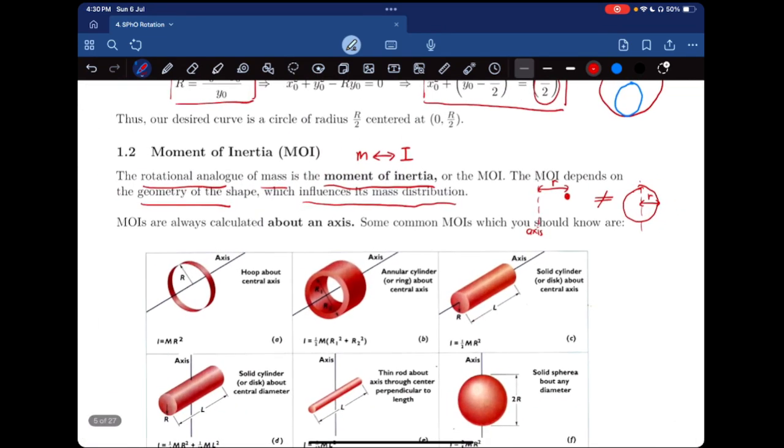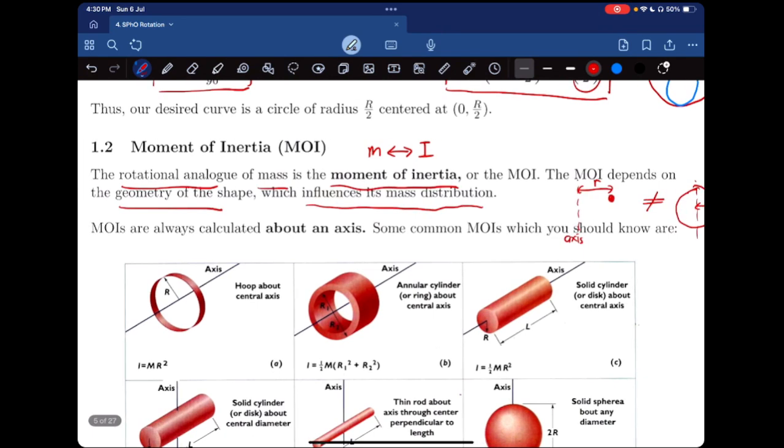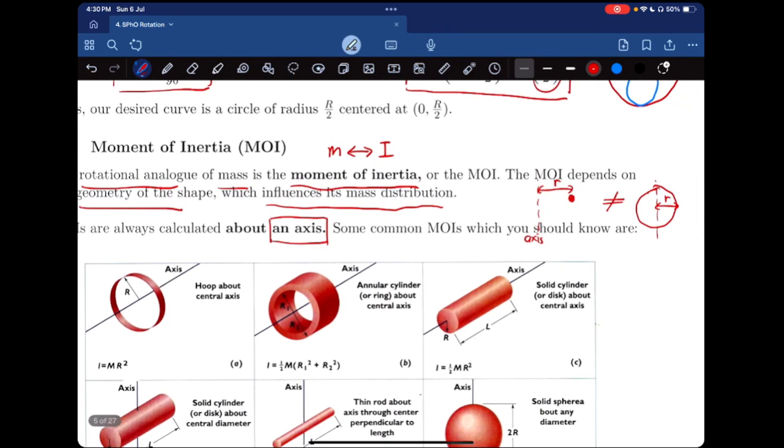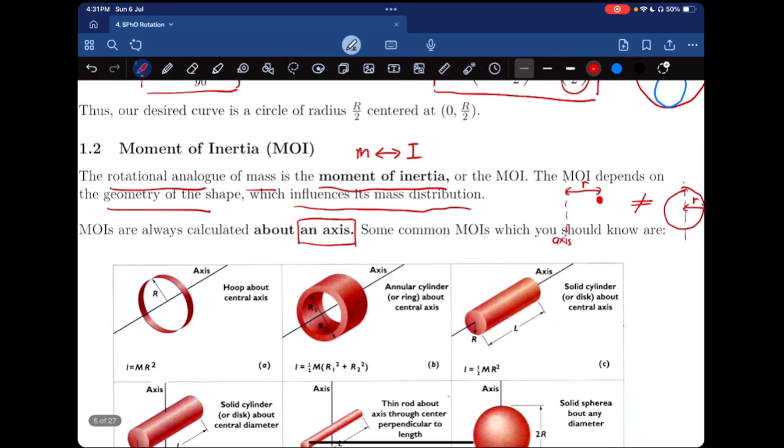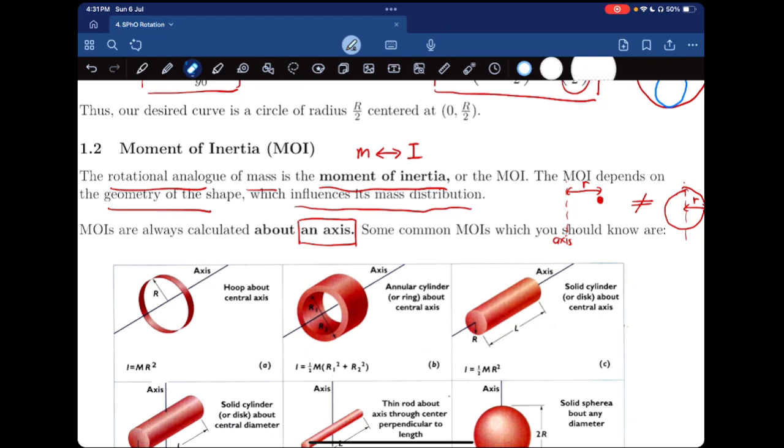So always remember that moment of inertia is calculated about an axis. So sometimes you might see certain books or certain notes say that we are calculating MOI about a point. That is partially true because they are considering a situation in 2D. And in 2D, an axis can reduce to a point in that perspective. But you should always know that when we consider MOI, it will be always about an axis.